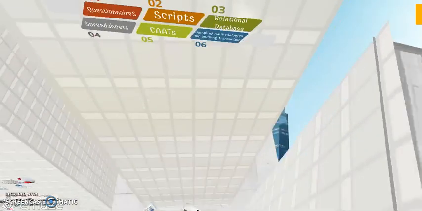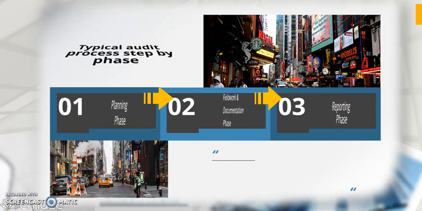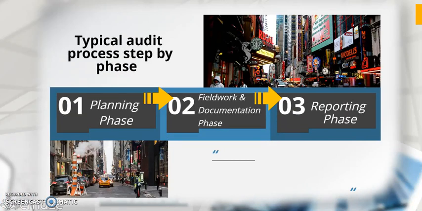Okay, we will move to the typical audit process, step by phase. The first step is the planning phase. The second one is the fieldwork and documentation phase. And the third one is the reporting phase.